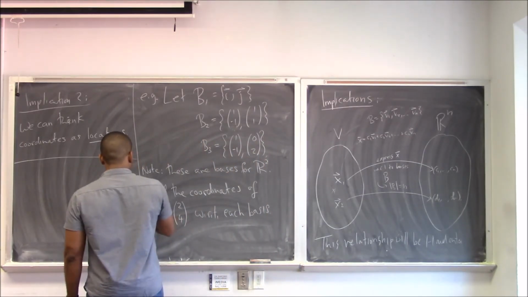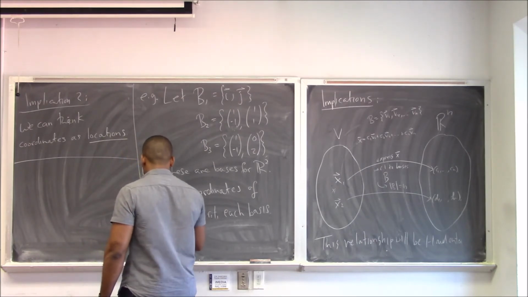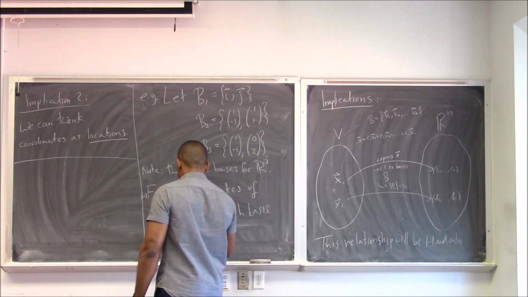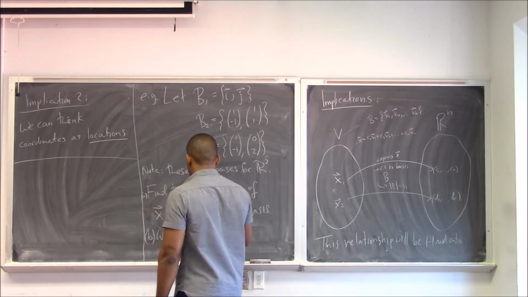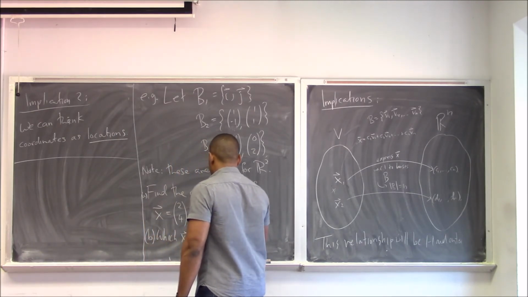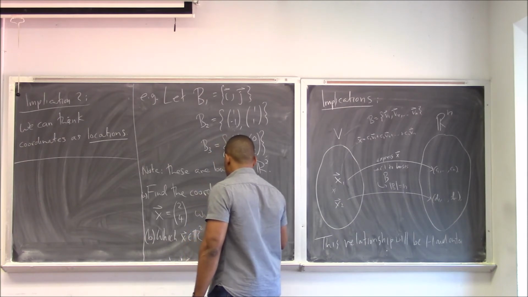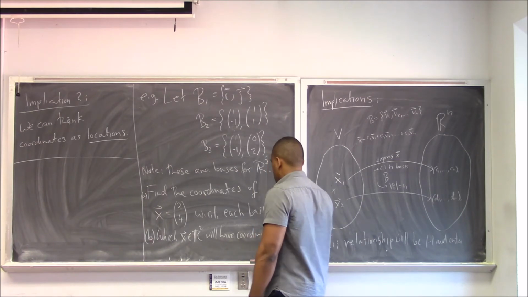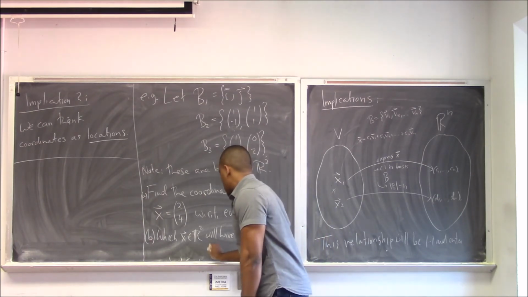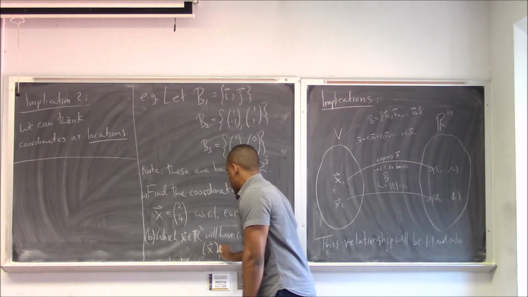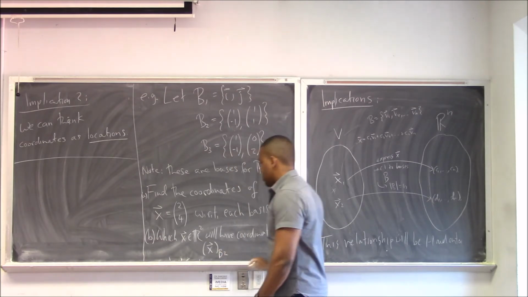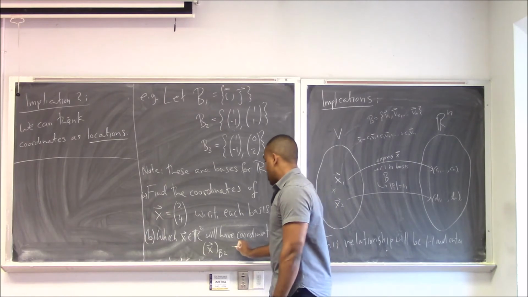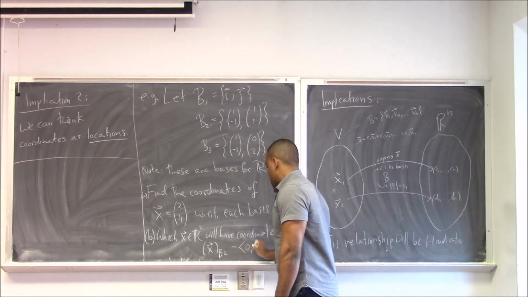That's going to be the first thing we're going to do. Part E: which x in R2 will have coordinate x subscript B2, meaning the coordinate with respect to B2, of (0, 2)?